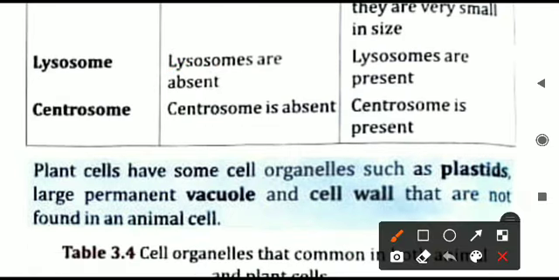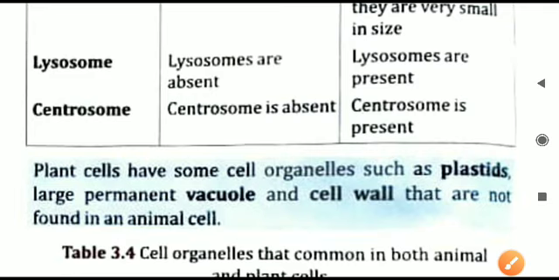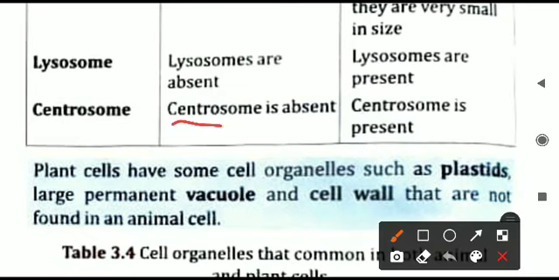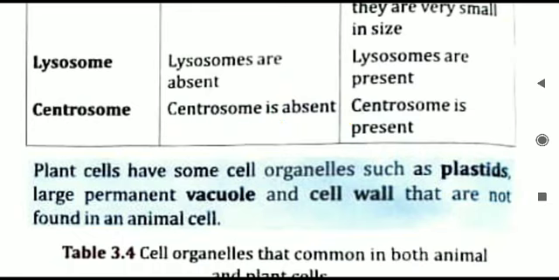Lastly, the centrosome, it is also present in the case of the animal cell. It is helping in cell division. One cell divides into two and so on. This process of cell division is started with the help of centrosome. This centrosome which is present in animal cell is absent in plant cell.